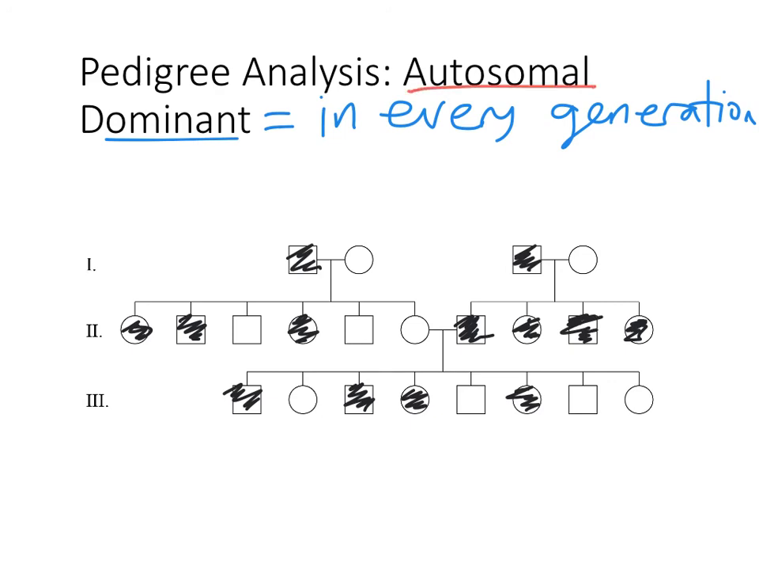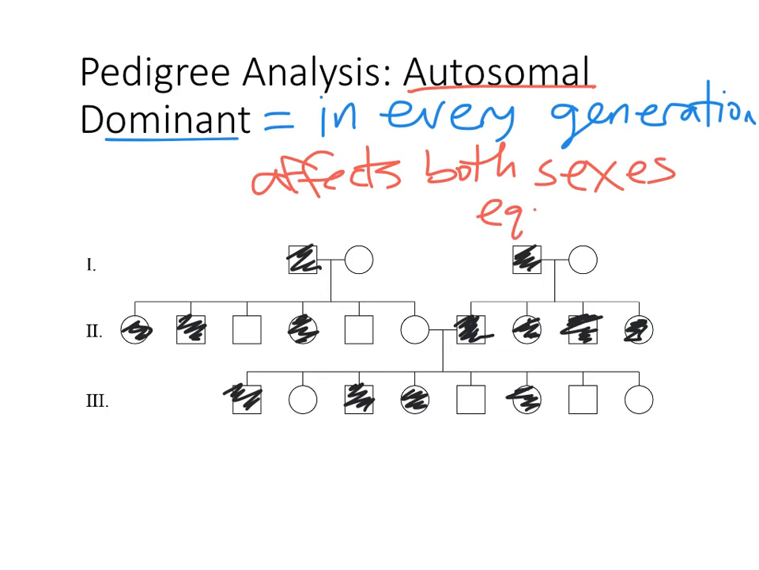What suggests that it's autosomal instead of X, Y, or cytoplasmic is that there are both males and females. It affects both sexes more or less equally. That is, it passes from males to females, and from females and males to both males and females. Those are the key points for autosomal dominant inheritance. But there are exceptions to that rule, which we're going to look at next class.